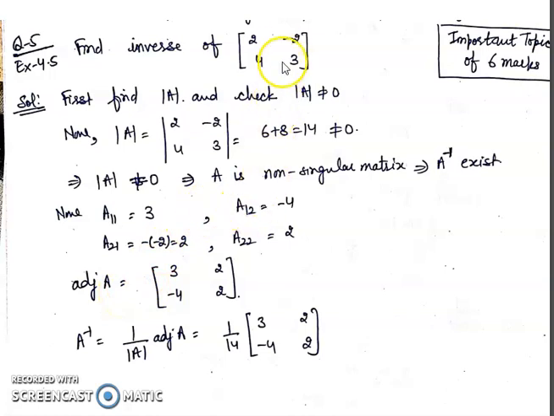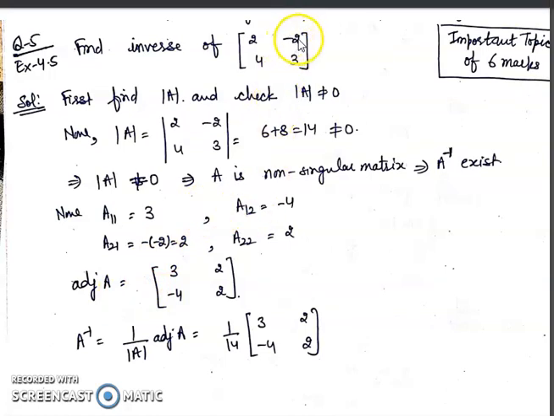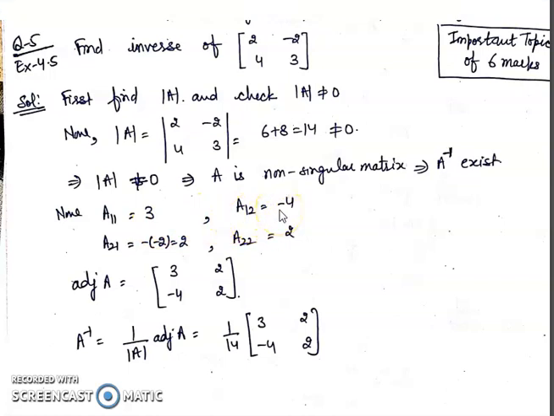So A12 is minus 2. Deleting the first row and second column, the remaining element is 4. The sign is negative, since 1 plus 2 is 3, which is odd. So that's why we have put the sign: minus 4.